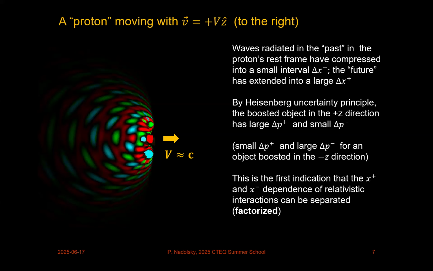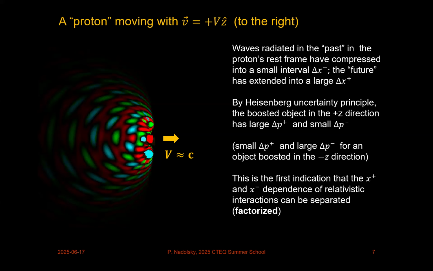And then it also has the afterglow, which has large x plus, where you have less energy. So now there is a large uncertainty, a large uncertainty delta P minus in that case, right?